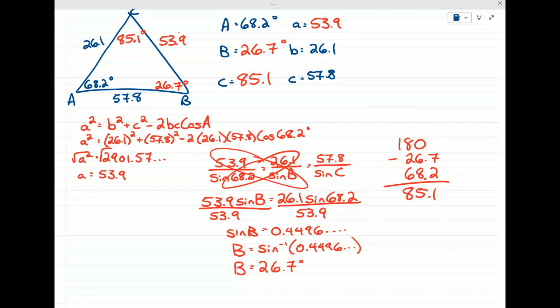Just a quick check. The smallest angle should be opposite the smallest side. Largest angle should be opposite the largest side. So everything checks out here.